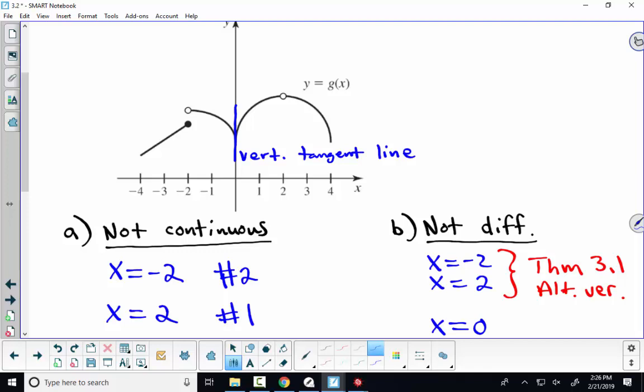So yeah, there's really no issues with these endpoints. The limit from the right would exist here. Right. The function value exists here. The limit from the left and the function value exist here. So they're continuous, but just from one direction. Okay.